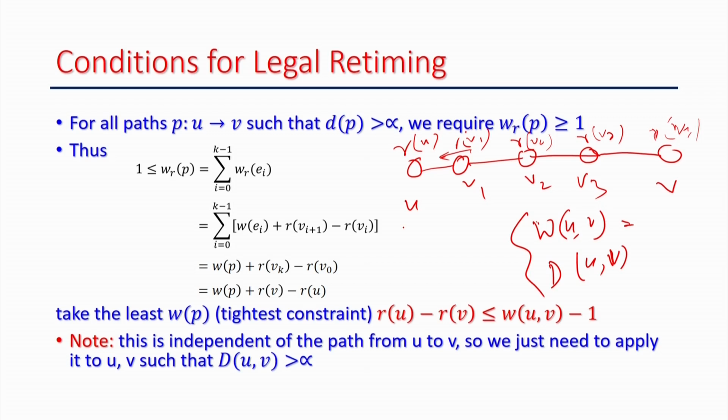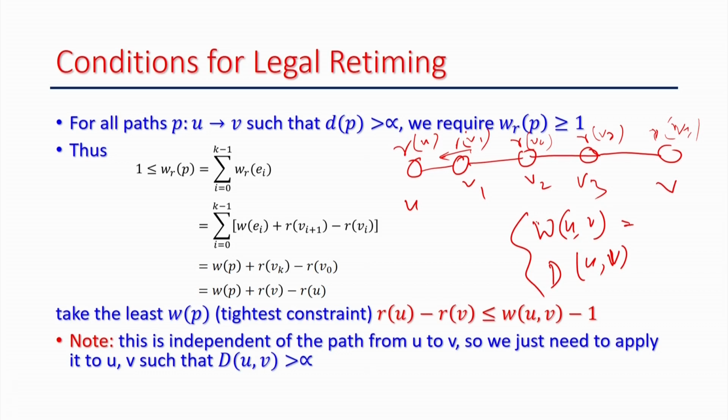What is important here is that after retiming, I should only bother about the Ru value and the Rv value. The minimum weight will be given by Wp, whatever the weight was earlier, plus Rv minus Ru. The intermediate terms cancel each other out. Now, this value should be greater than or equal to 1.